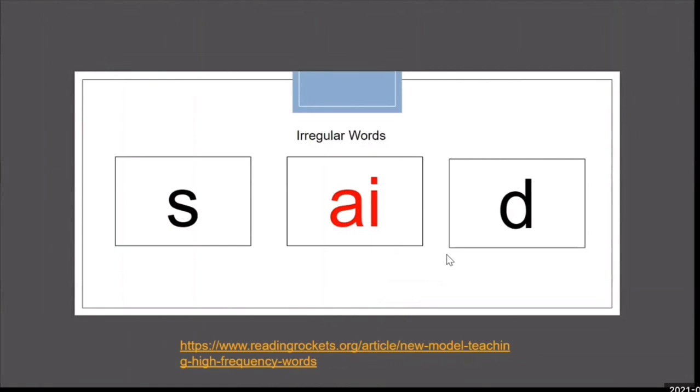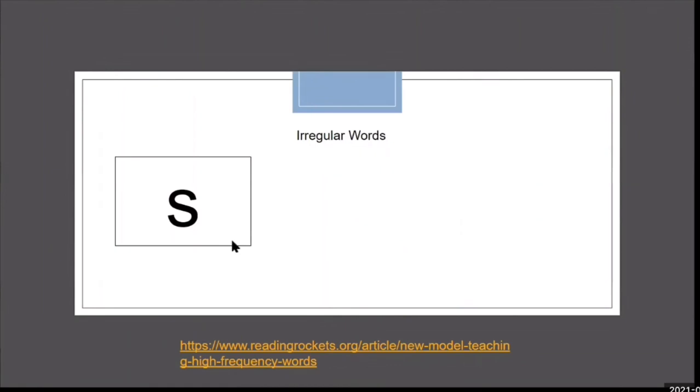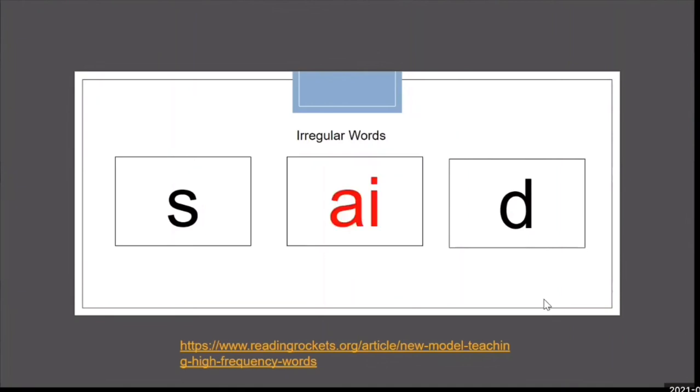When I'm doing heart words, I would use that same routine. What's the word? Said. What's the first sound? S. What's the letter? S. What's the last sound? D. What's the letter? D. Now, what's the middle sound? Eh. With the word said, we spell it with AI. But notice how I'm doing this. That's going to help a child orthographically map that irregular pattern.